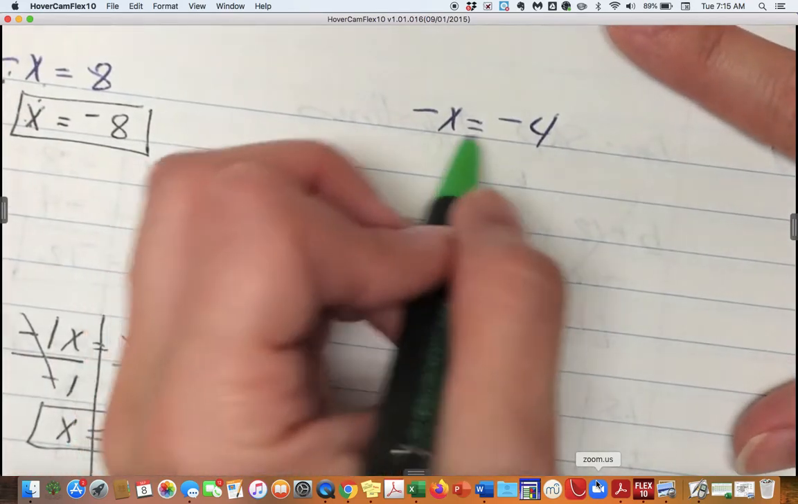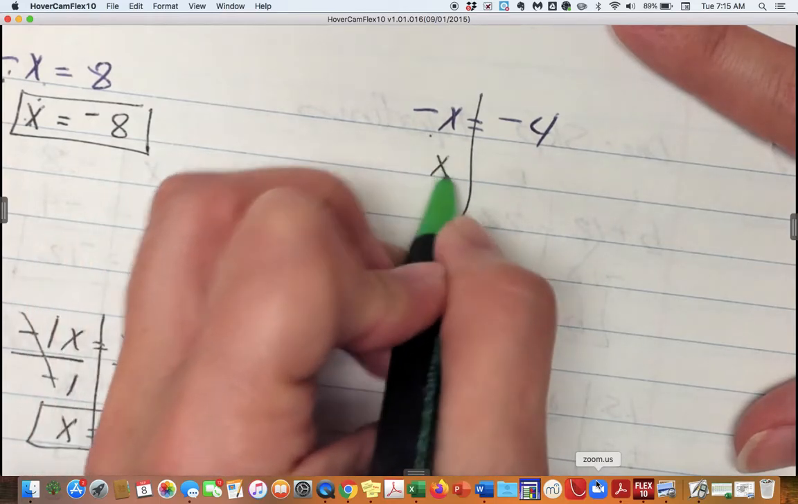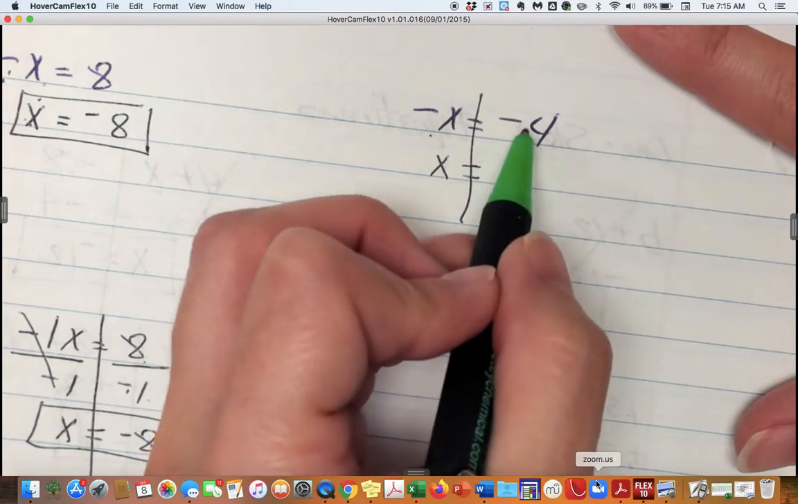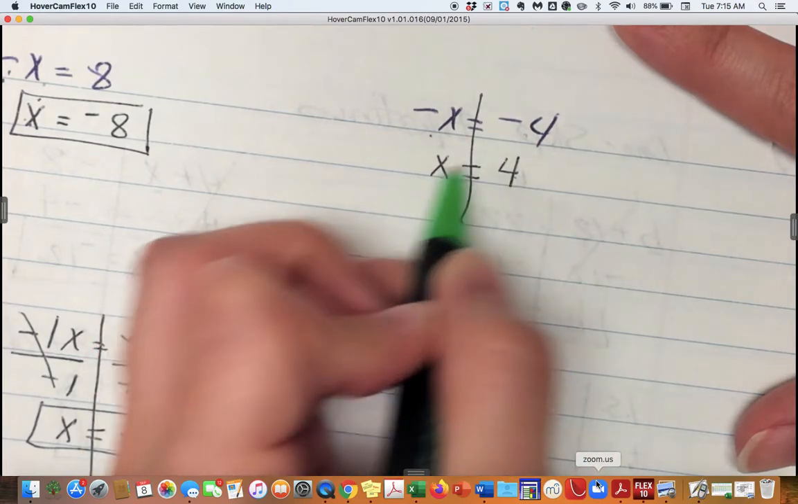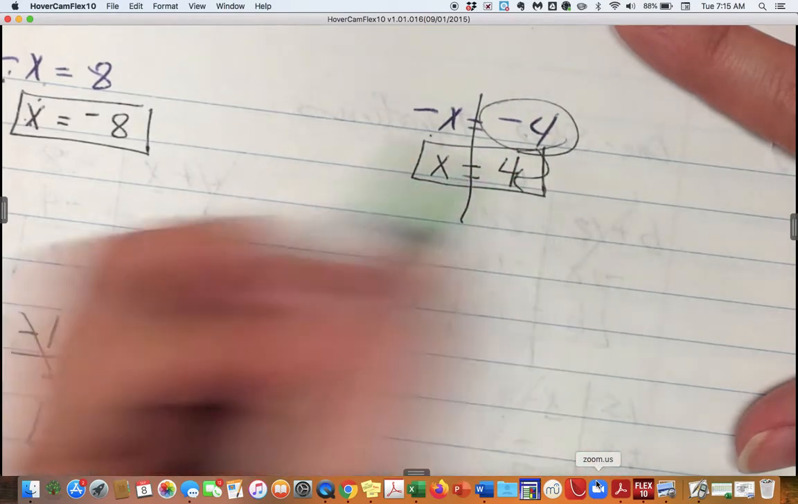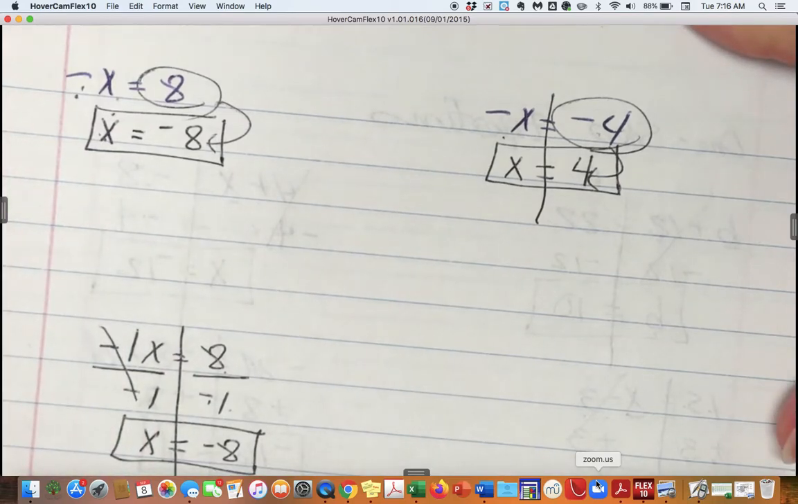So if it was this way, and I'm like, oh, I don't want negative x, I want positive x, I have to come in here and I have to change the other side as well. Well, it was negative, so now it's going to be positive. So whatever this sign is, I must change it. So no matter which way it started, you just must do the opposite.